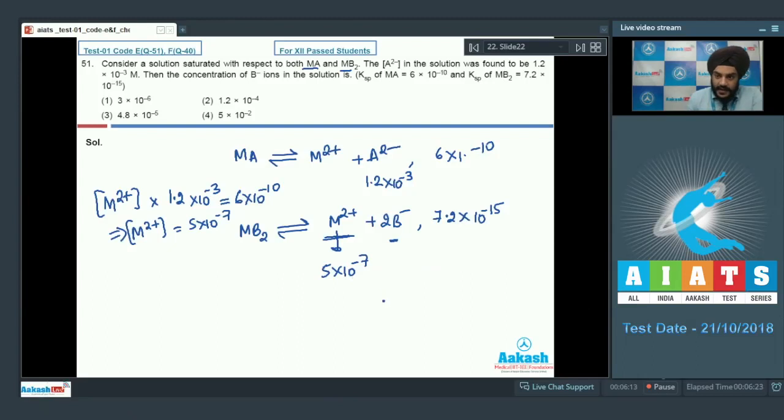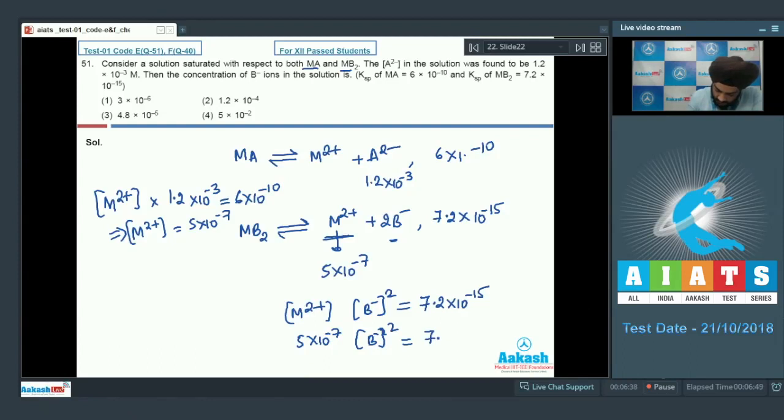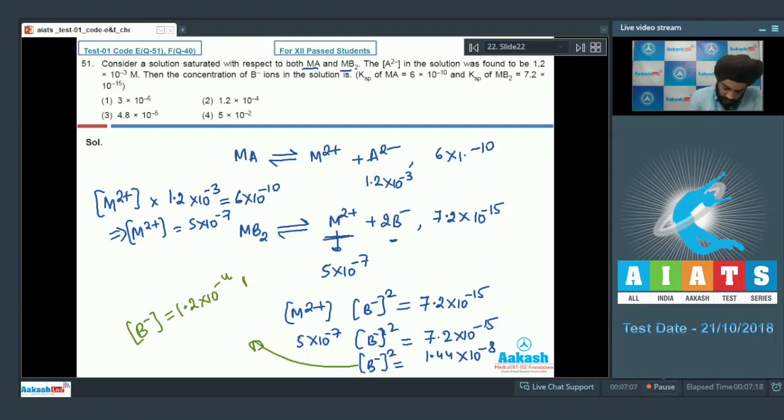Solving for Ksp of the second salt, M2 plus ion concentration times B minus ion concentration whole square is equal to 7.2 × 10^-15. So this value is 5 × 10^-7, which further simplifies to 1.44 × 10^-8. On simplification, the value of B minus ion concentration comes out to be equal to 1.2 × 10^-4 molar. So the correct answer for this question is option 2.